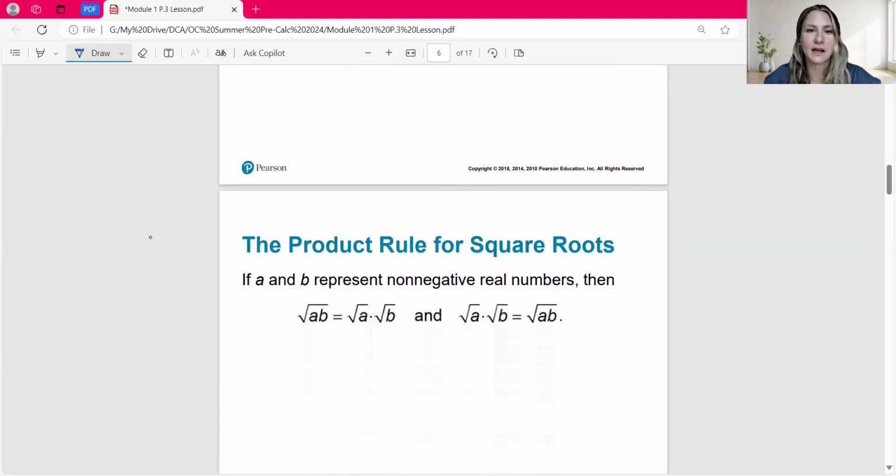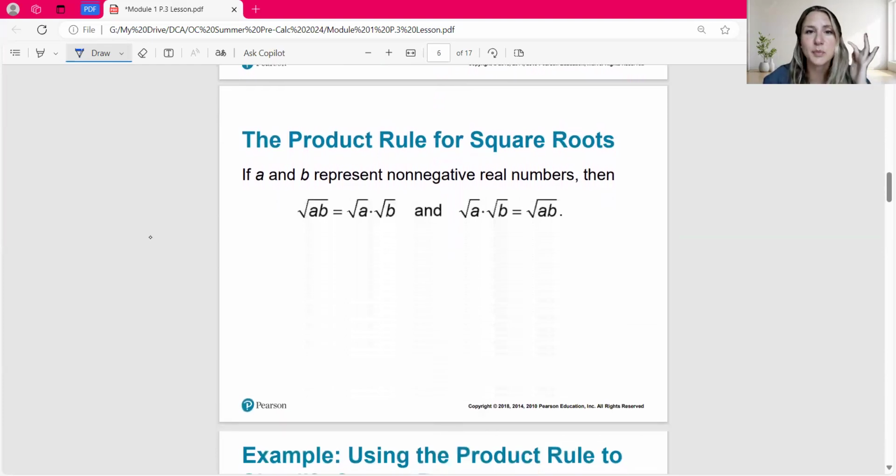And now let's tackle the product rule. The product rule for square roots tells us that if we see two terms multiplied together under a radical, we can separate it. So the square root of a times b equals the square root of a times the square root of b. And also, if we see two radicals multiplied together, we can put them under one radical. We can combine them. Does it need to be the same variable? They don't need to be like terms. We can combine them like this.